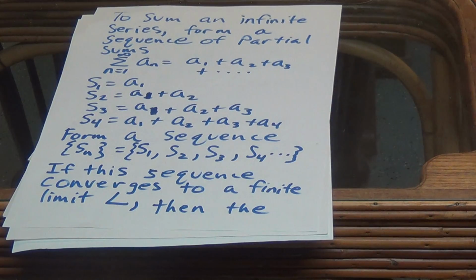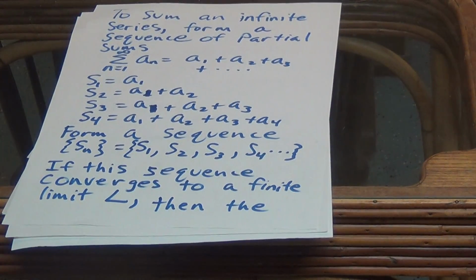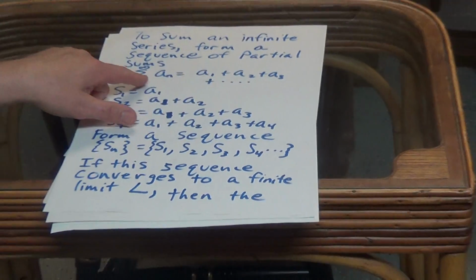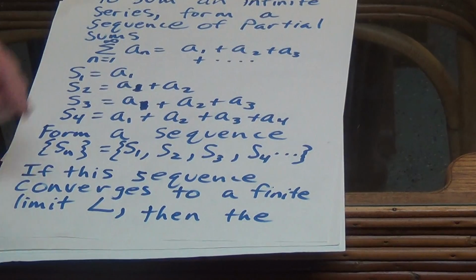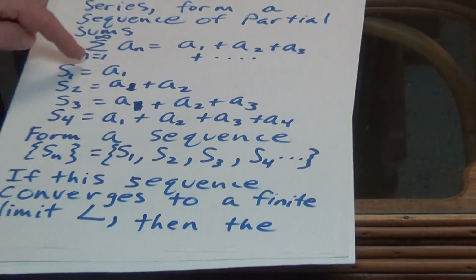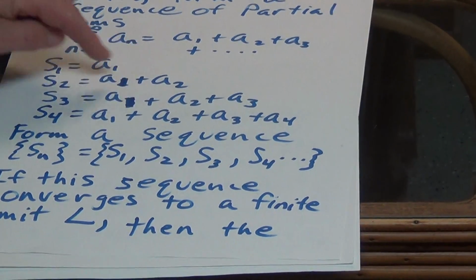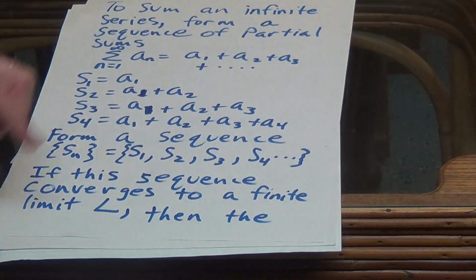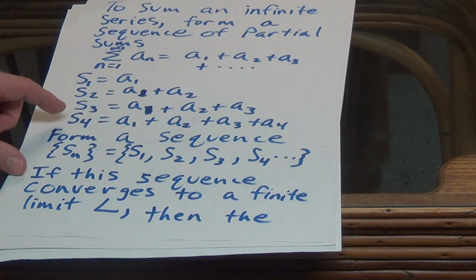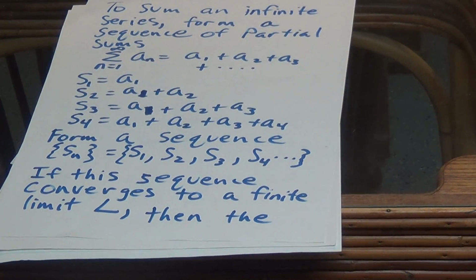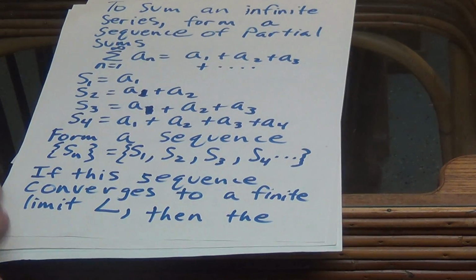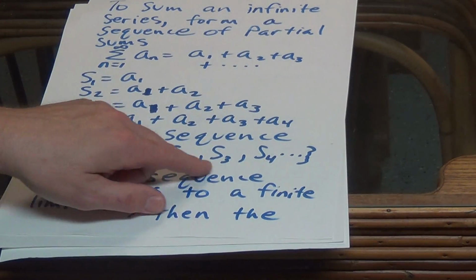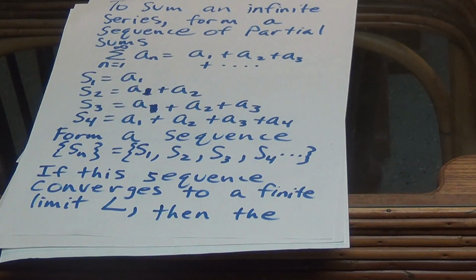To sum an infinite series, form a sequence of partial sums. So if you sum out infinite terms, generically that look like that, your first partial sum is just the first term, second partial sum is the sum of the first two, S3, sum of the first three, S4, sum of the first four terms. These are individually finite sums, just of those exact terms. So you form a sequence of those partial sums by listing them. This is why they had you do section 9.1.